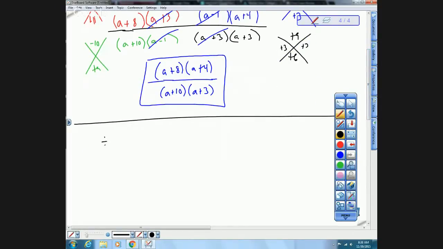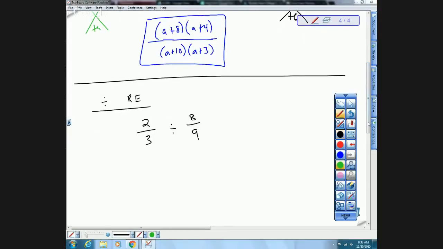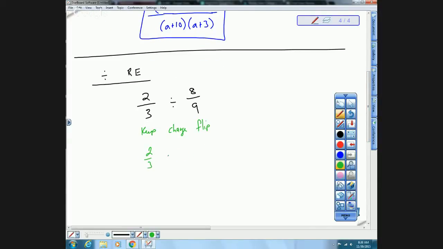All right, the other thing in this section is dividing the rational expressions, which, again, let's talk about fractions for a second. If I have 2/3 divided by 9/8, do you remember what you do when you divide fractions? Multiply by the reciprocal, which is the keep, change, flip. You keep the first one just like it is, change the sign to multiplication, and flip the last one, which again is multiplying by the reciprocal. Reciprocal means flip, or flip means reciprocal.